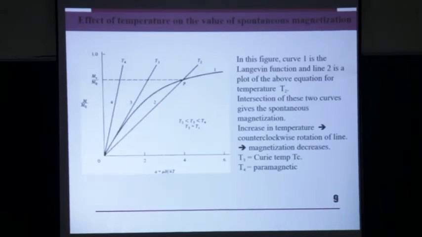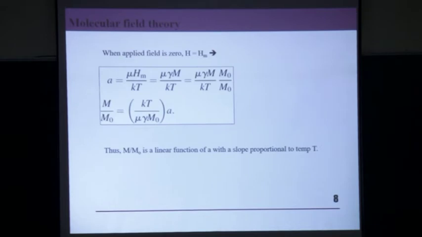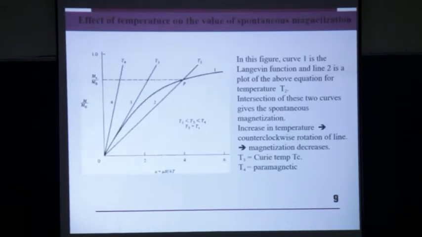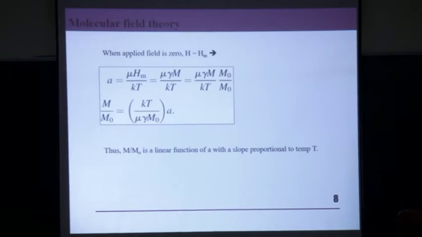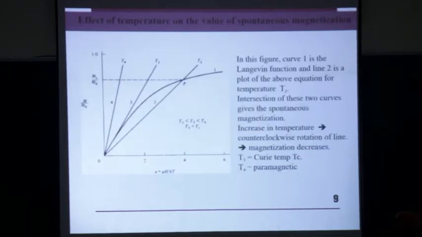So here is your Langevin function, and here is the straight line which I showed you, which is due to the molecular field. So just to repeat, this is the Langevin function which you have seen, I showed you in the earlier lecture, and this is the field which is arising from this graph, which is a straight line, correct, with slope proportional to T. Now where they intersect, here or here or here or here, will give you the magnitude of the magnetization.